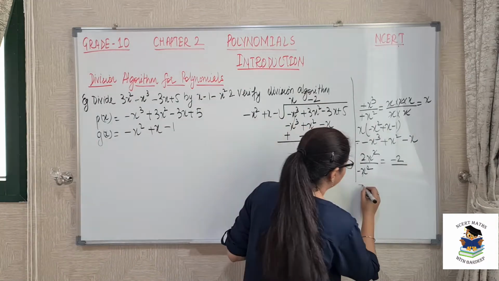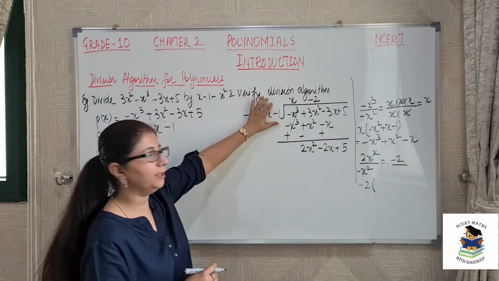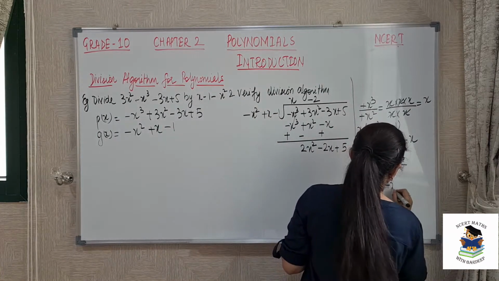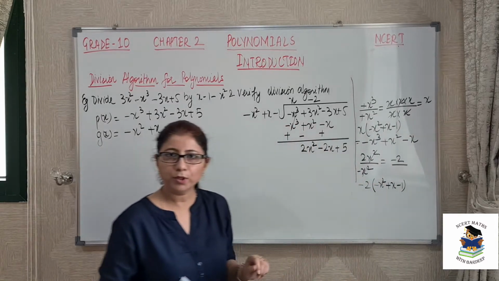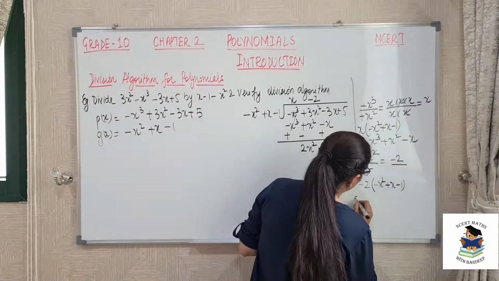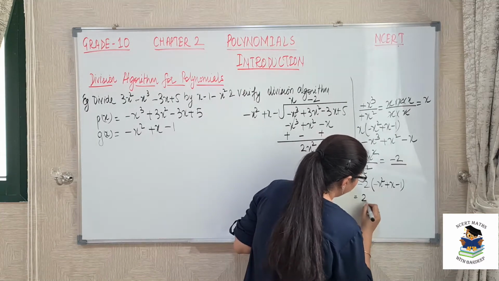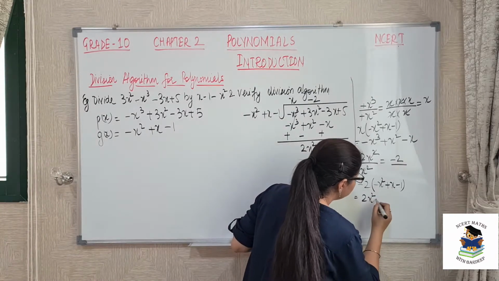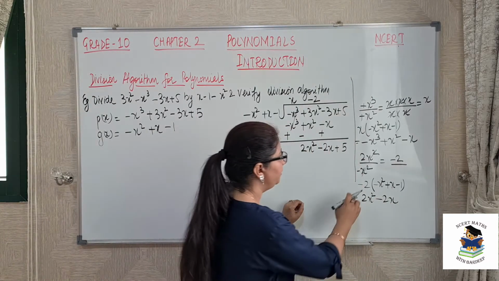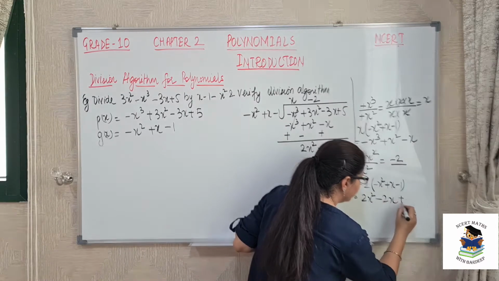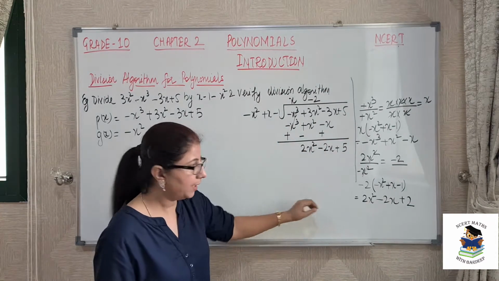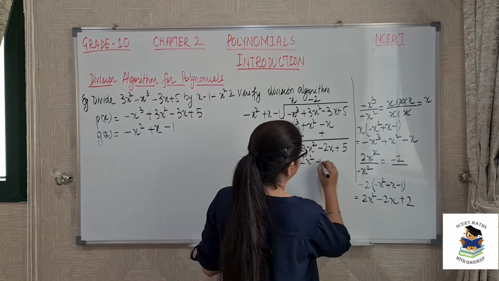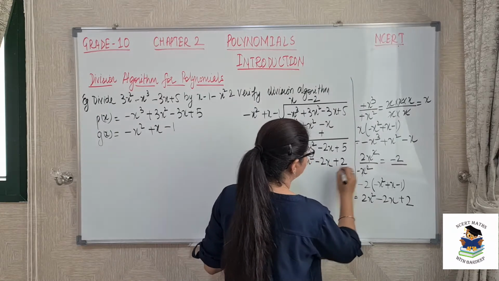And next step is minus 2 should be multiplied with divisor. That is minus x square plus x minus 1. Okay. So let's multiply. Minus 2 with minus x square will be plus 2x square. Right. Minus 2 with plus x is minus 2x. And minus 2 with minus 1 is plus 2. Okay. So this we will write here. 2x square minus 2x plus 2.